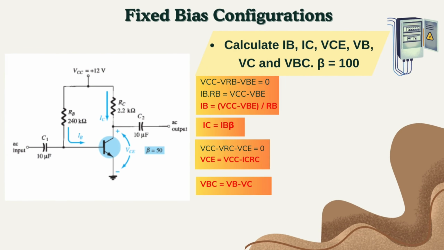This is an example question for fixed bias configuration. From the diagram, we need to calculate IB, IC, VCE, VB, VC, and VBC. The value for beta is 100.